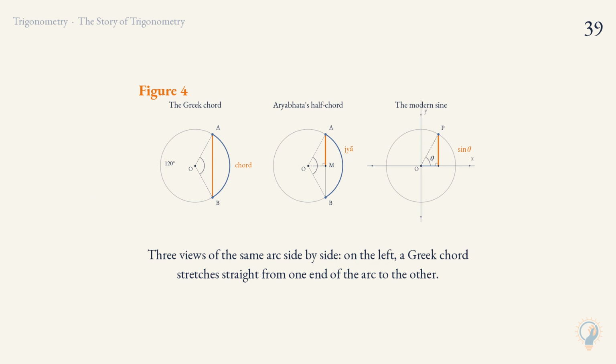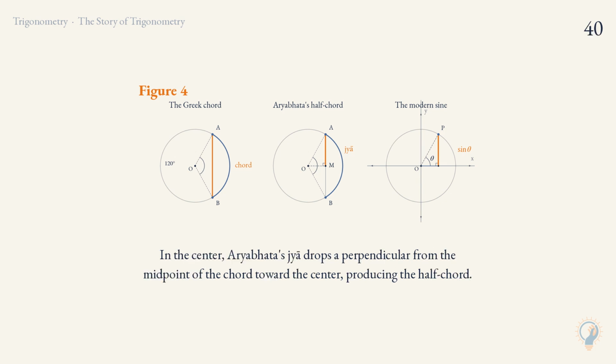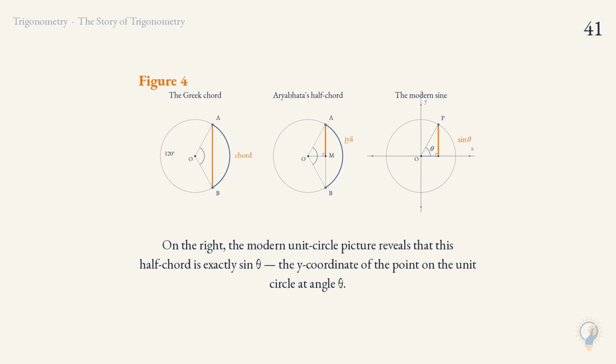Figure 4. Three views of the same arc side by side. On the left, a Greek chord stretches straight from one end of the arc to the other. In the center, Aryabhata's Jaya drops a perpendicular from the midpoint of the chord toward the center, producing the half-chord. On the right, the modern unit circle picture reveals that this half-chord is exactly sine theta, the y-coordinate of the point on the unit circle at angle theta.